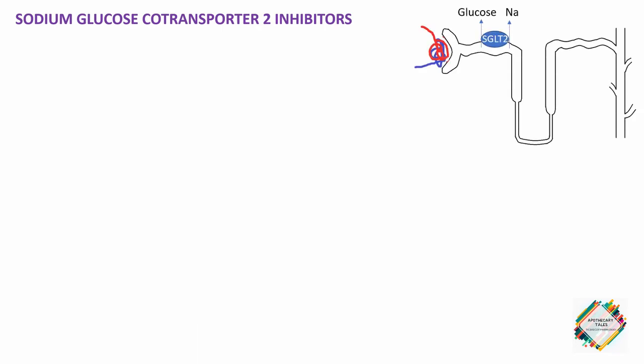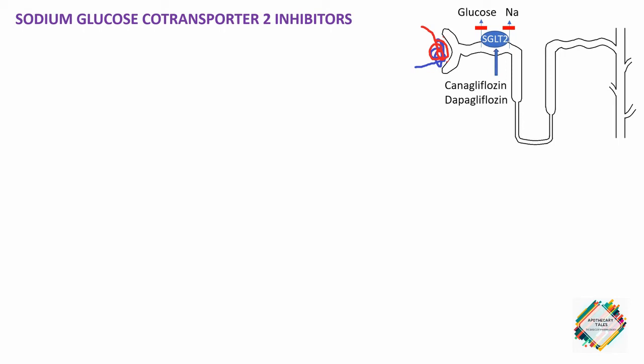So next we're going to talk about the sodium glucose cotransporter 2 inhibitors. The sodium glucose cotransporter 2 is responsible for the reabsorption of the filtered glucose from the tubular lumen of the kidney. This cotransporter is mainly present in the PCT, so it is responsible for the reabsorption of glucose along with sodium. The main two sodium glucose cotransporter 2 inhibitors are canagliflozin and dapagliflozin.